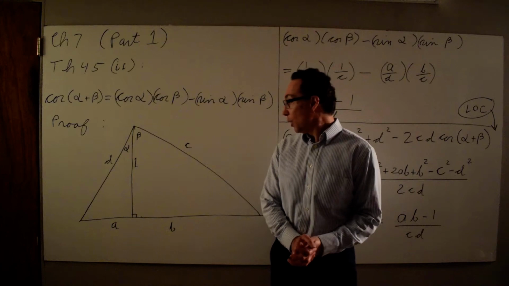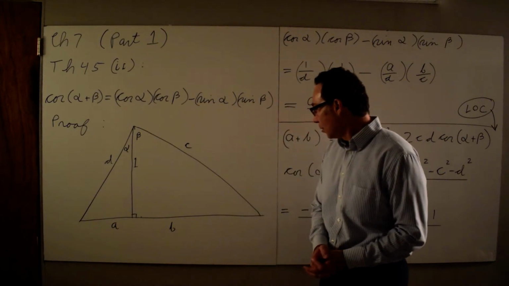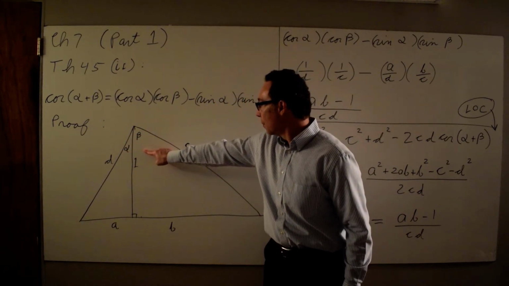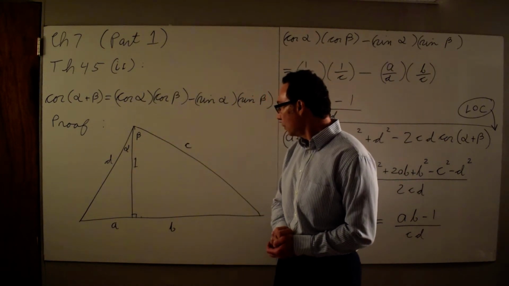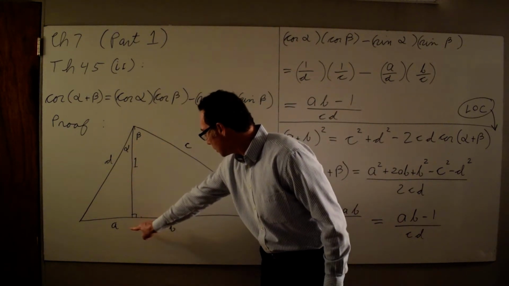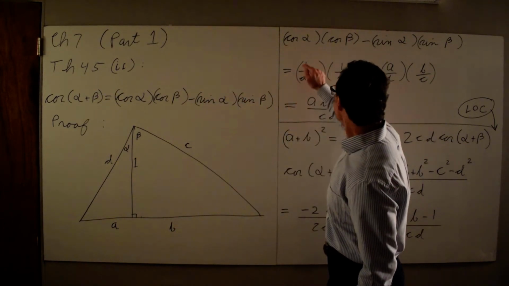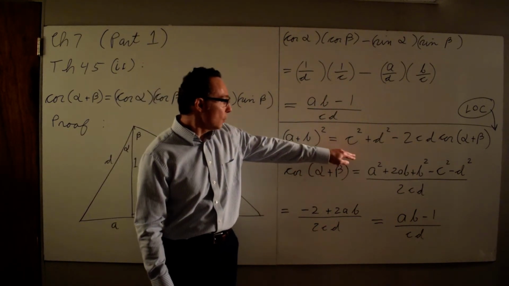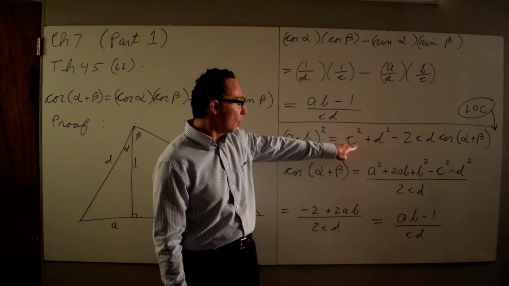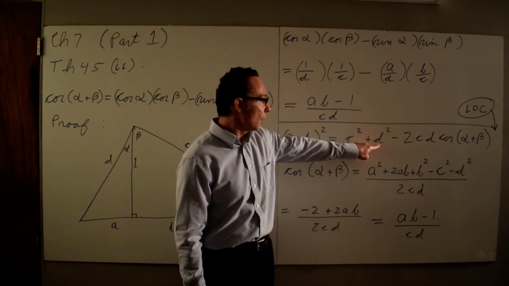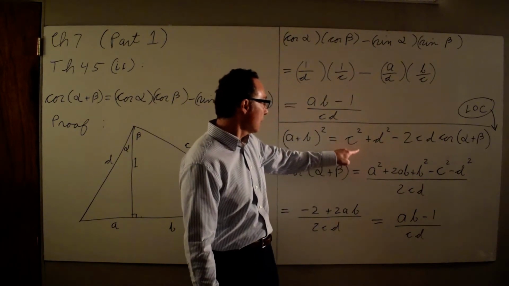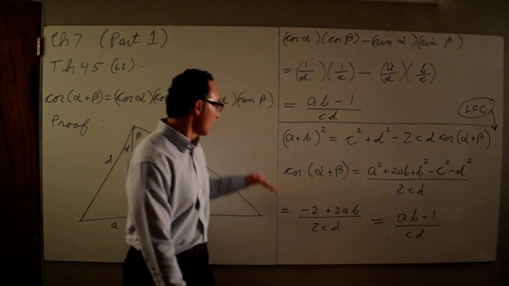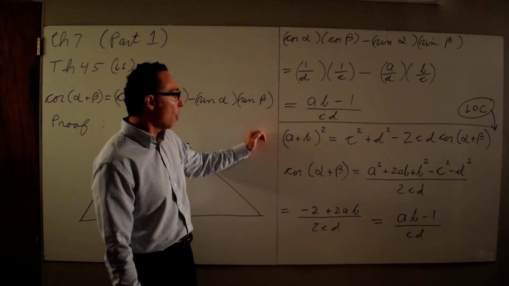So now we're going to use the law of cosines. The angle in the law of cosines is alpha plus beta. According to the law of cosines, the opposite side squared, that's a plus b squared, is equal to the square of one of the other sides plus the square of yet another side minus 2cd, the length of these sides, times cosine of the angle, which is alpha plus beta. So this right here is strictly from the law of cosines.